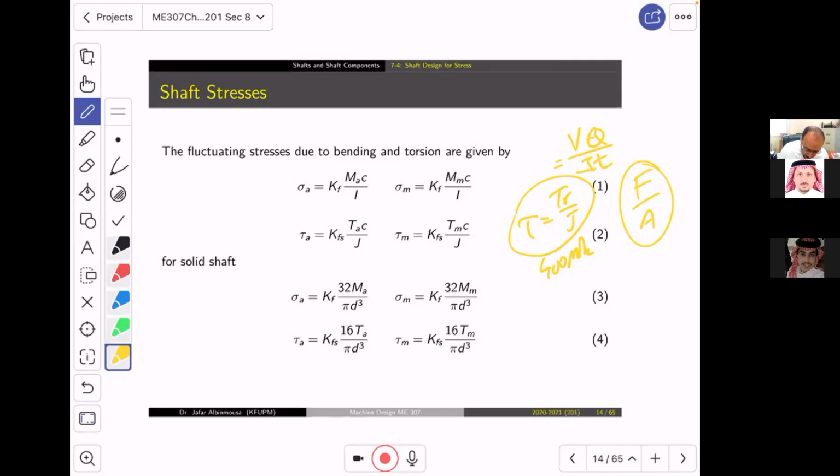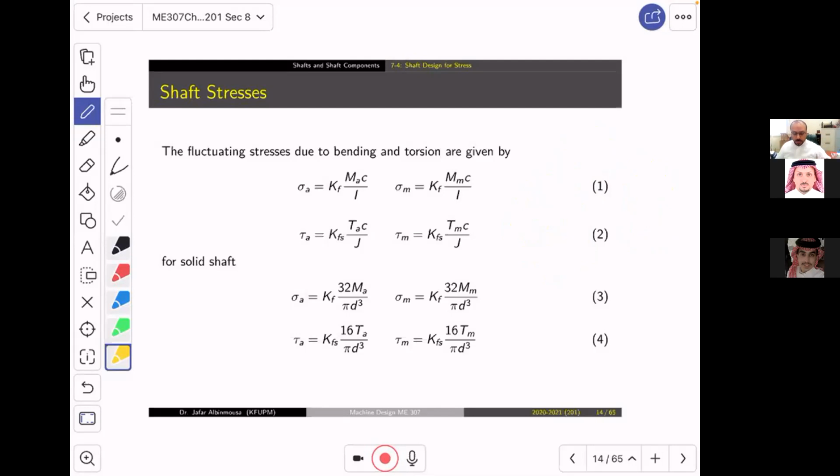So the problem now for shafts becomes really interesting. Why? Because we know that shafts are round, which means we can use I and J for a round cross section, which is pi over 64 d to the power 4. And because shafts are subjected to huge loading, we will not use hollow. For that reason, we're going to use a solid shaft.